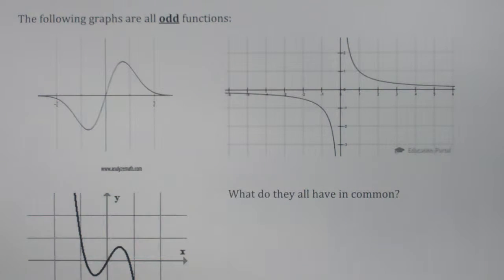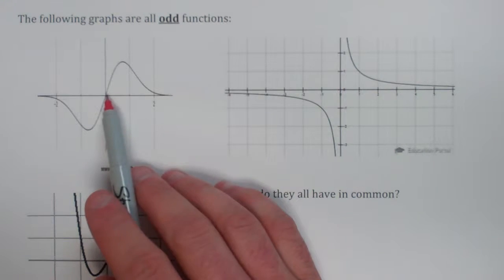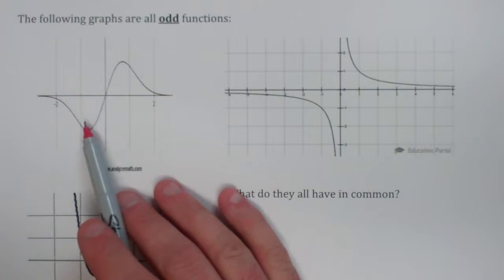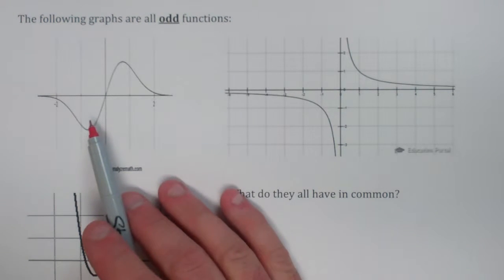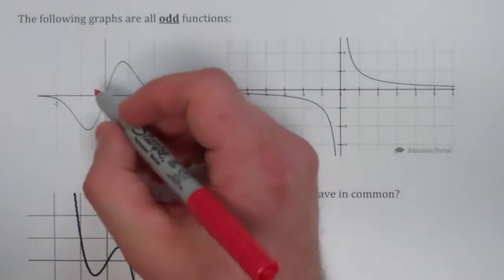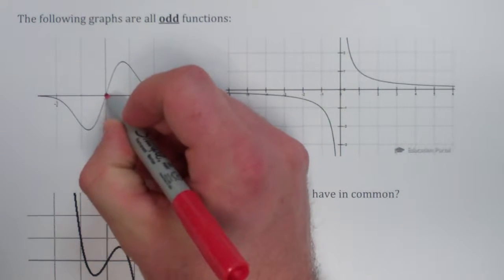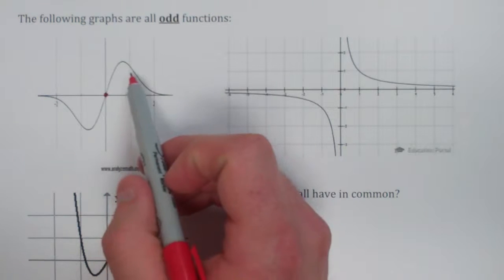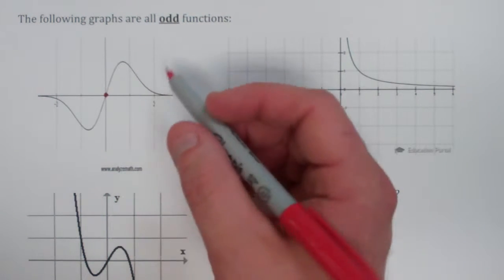The following graphs are all odd functions. Let's see if we can figure out what they have in common. First of all, it appears that the same shape up in quadrant 1 is the same as in quadrant 3. If we think about this rotationally, you could rotate this graph around the origin 180 degrees and it would line up right on itself.